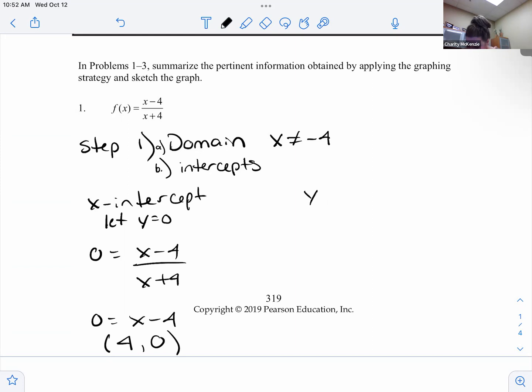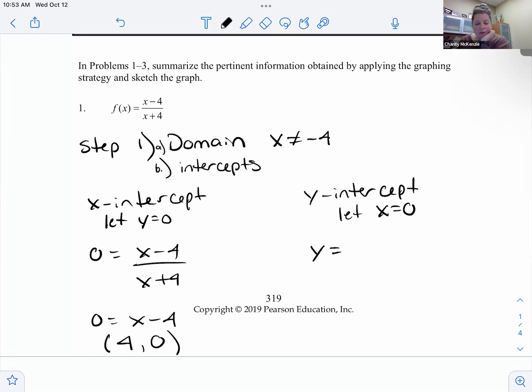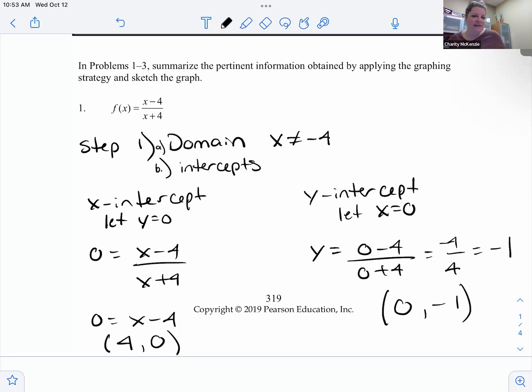Then let's look at the y-intercept. And remember, for the y-intercept, you let x equal 0. Should be getting fairly good at these. So I can do f of x, or y equals, you can call it y if you want. Okay, and then we would have 0 minus 4 over 0 plus 4. Well, that's -4 over 4. So I get -1. So x is 0, y is -1. Those are just points on my graph where I cross the x and I cross the y.